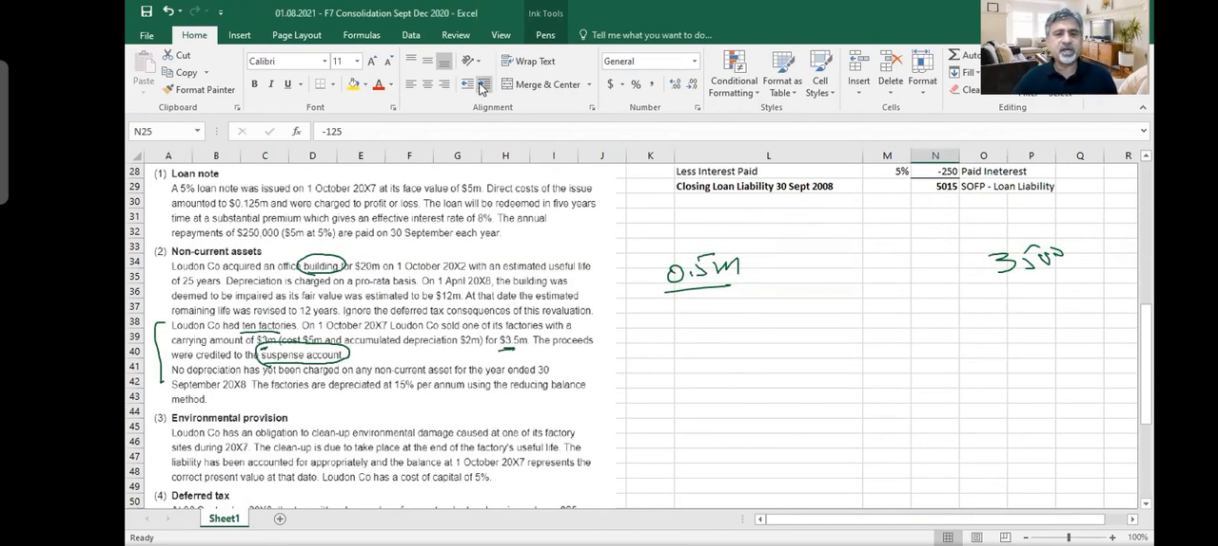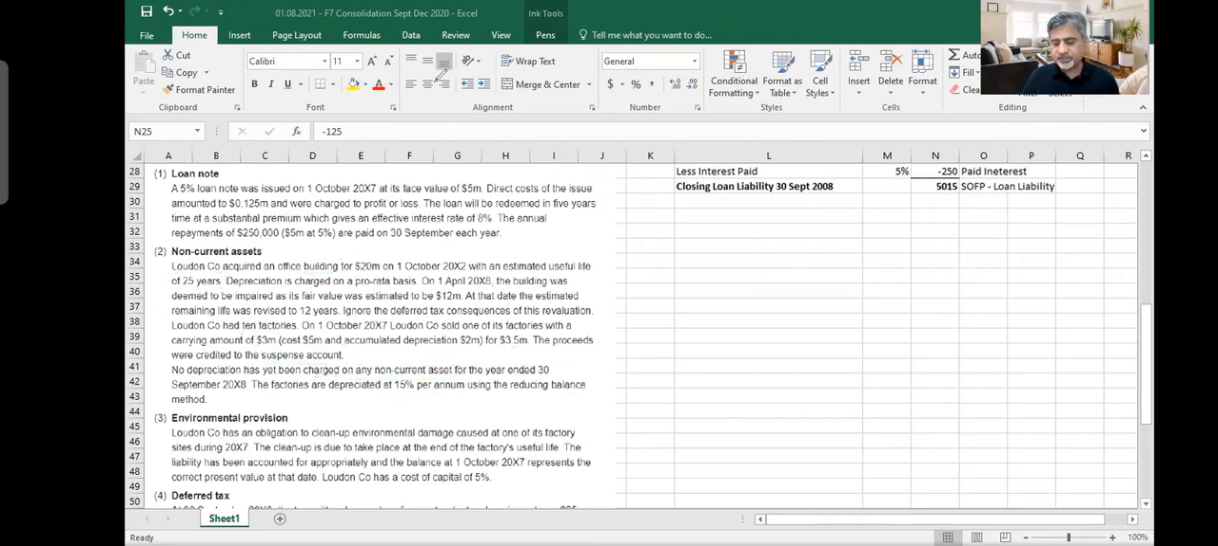No depreciation has been charged on any non-current asset for the year ended 30th September. The factories are depreciated at 15% per annum using the reducing balance method. Factories are reducing balance method 15%. Office building was straight line method of 25 years. Okay, 15% factories we have to depreciate. Then there is an environmental provision.